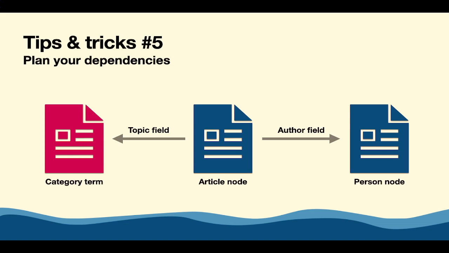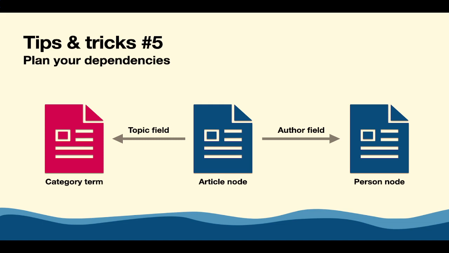Next one, I'd say plan around your dependencies. It's a good idea to order your migrations in such a way that when you come across a reference, like you do here, the thing you're referencing already exists. So here I've got some category terms, and I've got some people, and I've got some articles. Articles have a taxonomy field that looks at topics, and the articles also have an author field that looks at person.